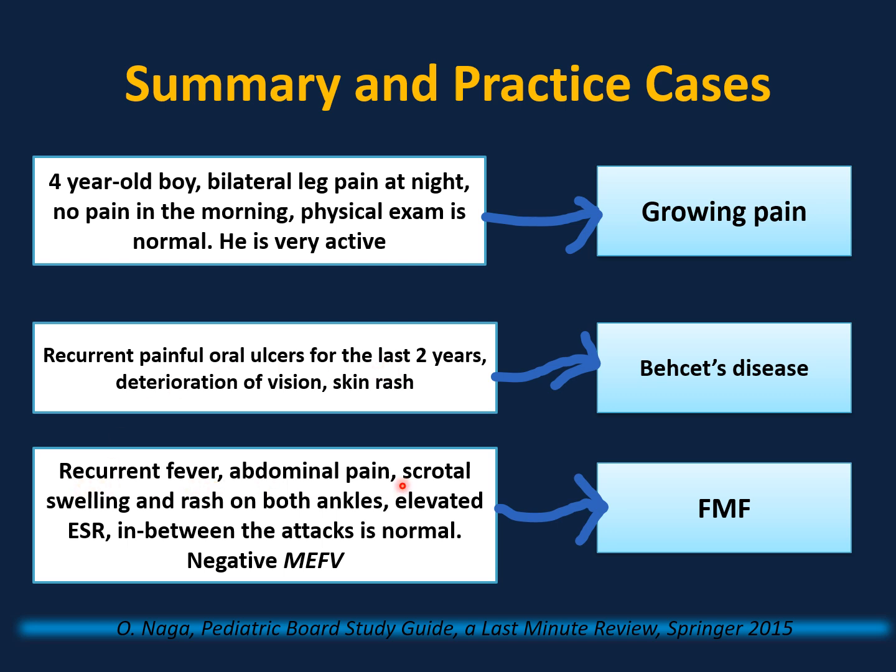Recurrent fever, abdominal pain, scrotal swelling, rash on both ankles, elevated ESR. In between the attacks, the child is normal. You believe this child is having familial Mediterranean fever. Parents ask for genetic testing. You order the test, it is negative. So what is the most likely diagnosis? It is familial Mediterranean fever. So it's a clinical diagnosis, and negative genetic test does not rule out the diagnosis of this illness.